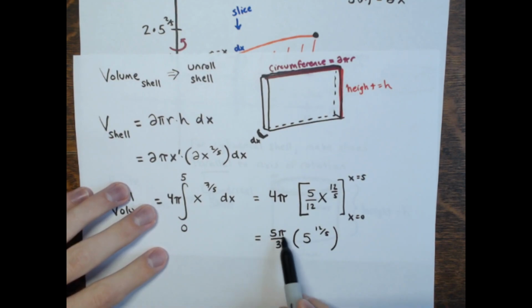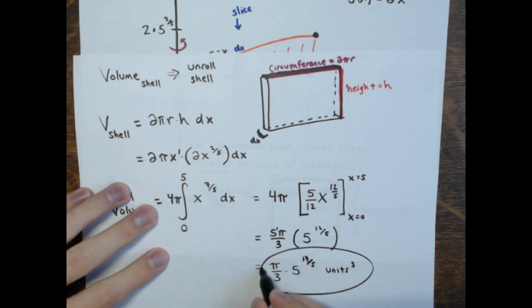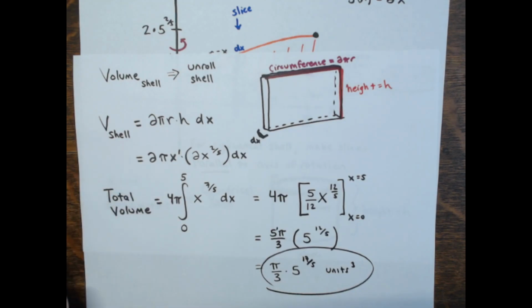And if I multiply by another 5, if I want, this would be pi over 3 times 5 to the, this is 5 to the first, add that on, that is 5 to the 17/5 power. And I'm pretty sure that they're going to be taking this. This is perfect. All right. And that's cubic units, right? Units cubed. Pi over 3 times 5 to the 17/5 power.